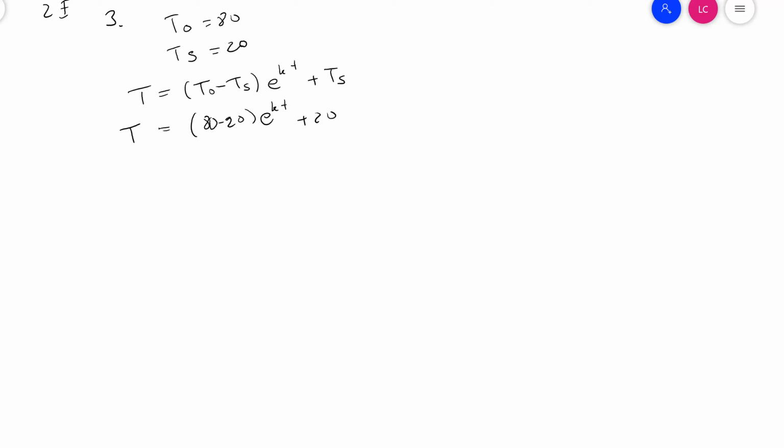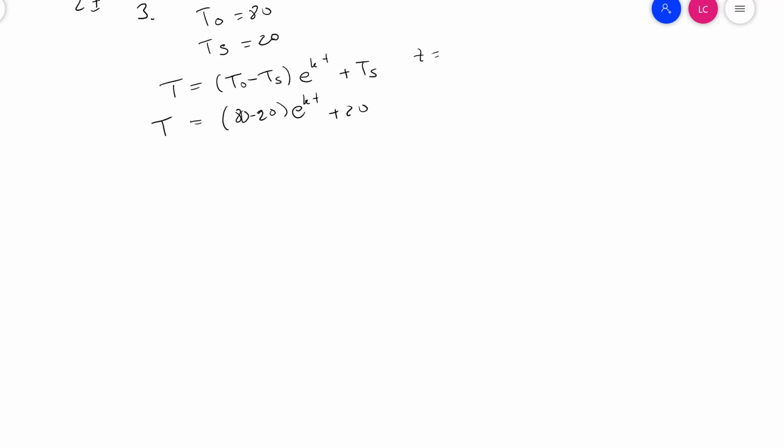All right, so now I'm going to use the information they give me. After half an hour, so you could use minutes or you could use hours, I gave both of the answers. So after half an hour, I'm going to say when little t is 30, the coffee cools, so the temperature is 60. So I'm going to set this equal to 60, and this is 60 as well. I'm going to put little t as 30.